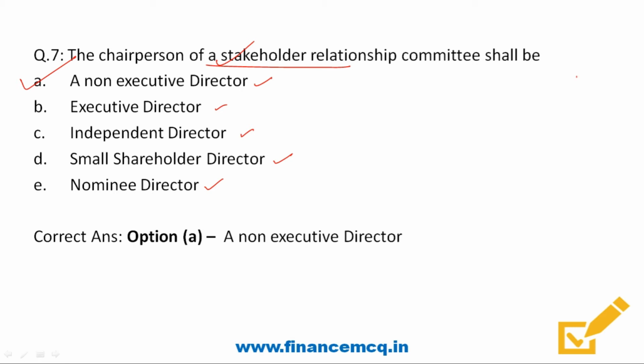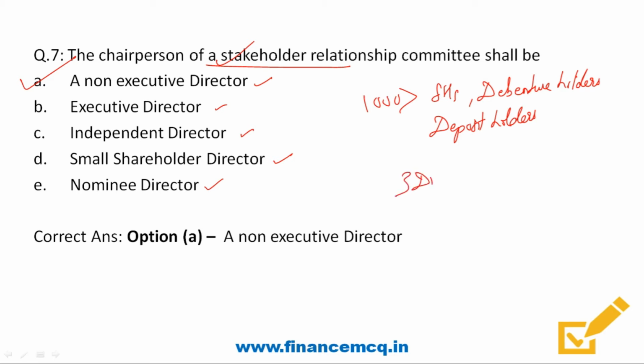So friends, every listed company having more than 1000 shareholders or debenture holders or deposit holders or any other security holders at any time during a financial year will have to constitute a stakeholder relationship committee. And friends, stakeholder relationship committee will have at least 3 directors.